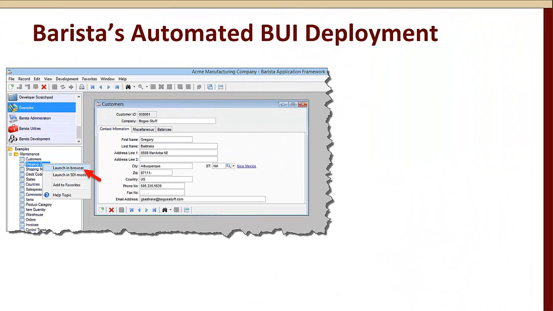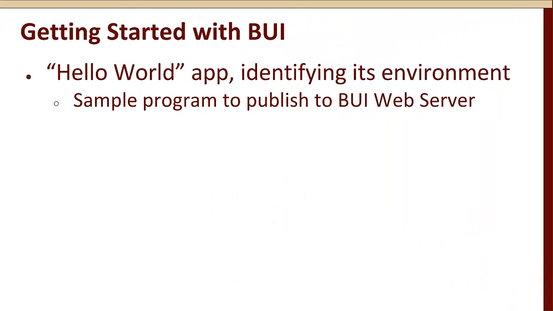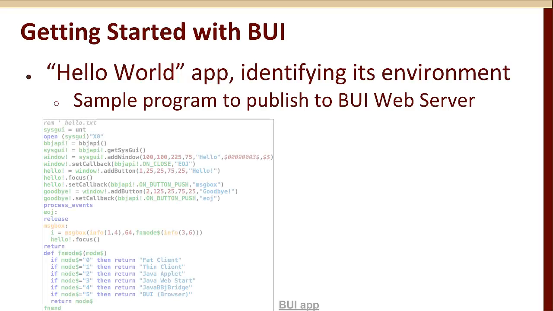Here's a quick example of what it looks like in Barista. When Barista ships, it has an automated BUI deployment, so that's governed by the API. If you right-click on a menu item, you can launch it in the browser. That'll launch in the browser, and that's immediately dynamically added to the BUI configuration and served up via the built-in Jetty web server. So we have a Hello World app identifying its environment, and we have a sample program to publish to the BUI web server.